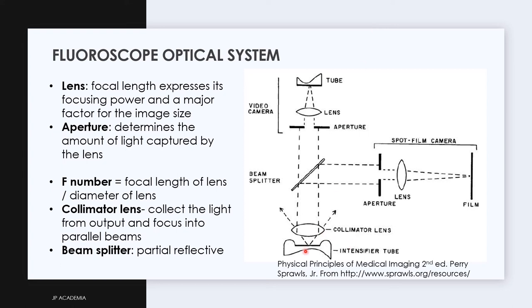Third, we have the collimator lens. It is just a lens, which is the first component that the light from the image intensifier output phosphor reaches. It is used to collect the light from the output screen, and it will be focused into a parallel beam for distribution to two or more devices. We also have a beam splitter, which is just a mirror that is partially reflective. It reflects light to one camera and passes through the light going to a second camera, as shown in the figure. After passing through the aperture, a second lens is used to focus light onto a film or the video camera to form the final image.